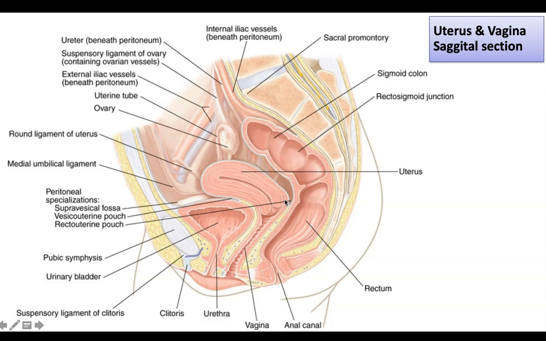And see the rectouterine pouch and the posterior fornix of the vagina. From the inferior side, this is the posterior fornix of the vagina, and from the superior side, this is the rectouterine pouch. So only this thin piece of tissue is in between the rectouterine pouch and the posterior fornix of the vagina. So any infection can go through the vagina. If there is a perforation in this thin piece of tissue, it can go inside the female peritoneal cavity.